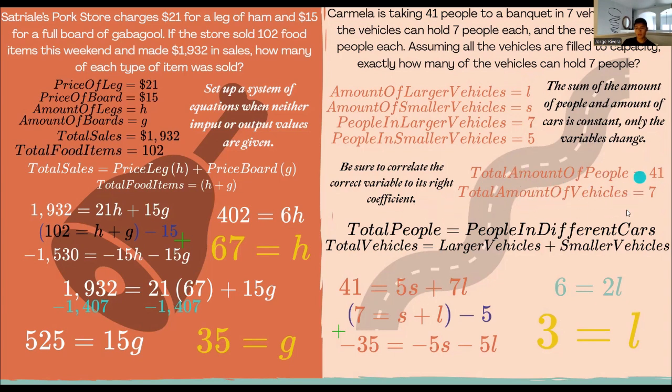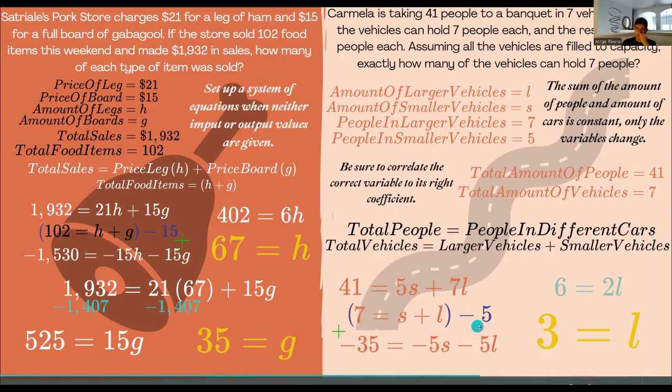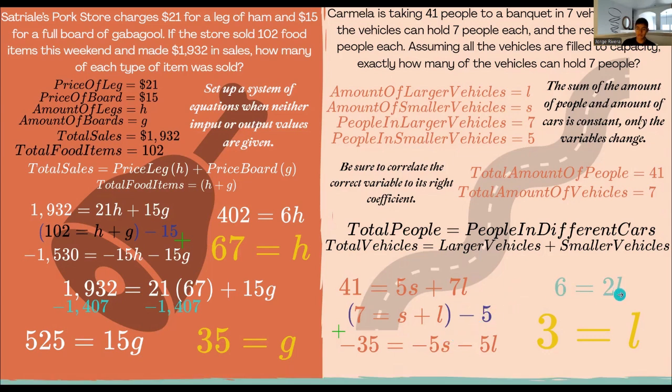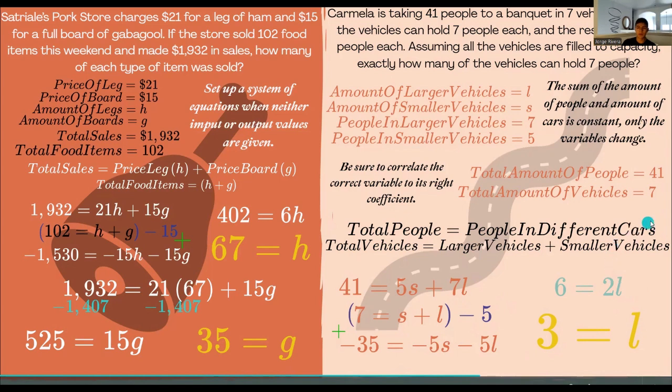We establish how many total people and how many total vehicles, and we just set this up as an equation. So total people is equal to the people in the cars, and we can add the amount of larger and smaller vehicles, and we just do the same method. We multiply by a coefficient, we add them, we isolate the variable, and get the amount of large.